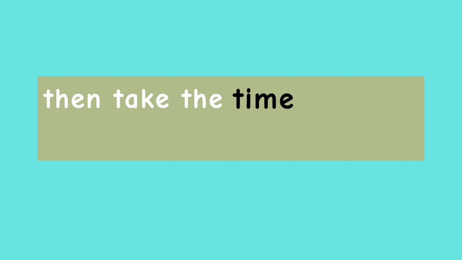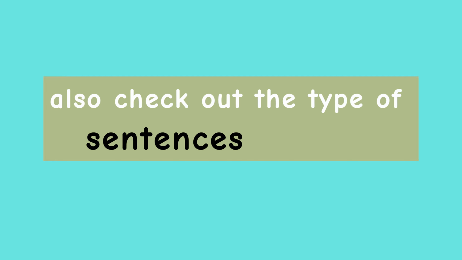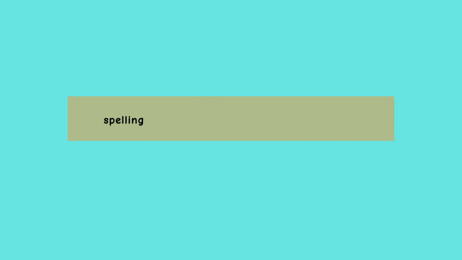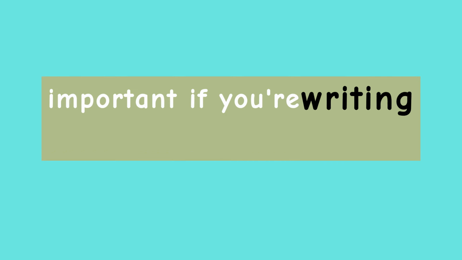Then, take the time to write more and more. As you write, pay attention to the type of words you use. Also, check out the type of sentences you build. You will immediately find a consistent pattern. This is your voice. As you uncover your voice, you will need to take care of appropriate grammar, spelling, and vocabulary. This is especially important if you're writing on a technical topic.